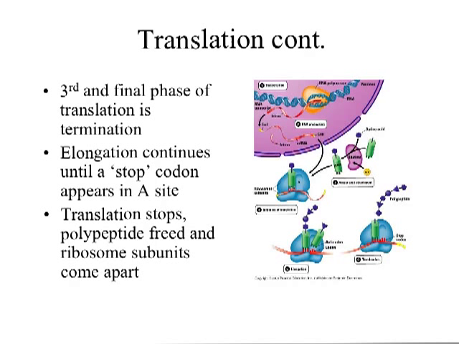And this is the third and final phase of translation, which is called termination. Right? So elongation will continue until the stop codon appears on the mRNA in the A site, and then translation stops. The polypeptide is freed, the ribosome subunits come apart, and there's no more translation.